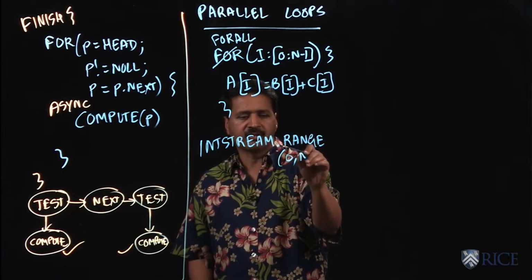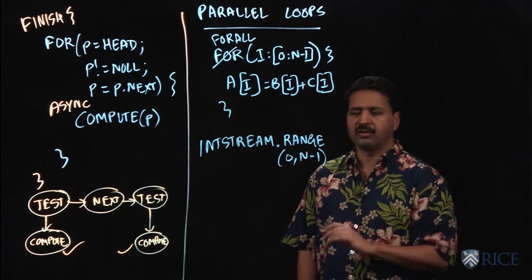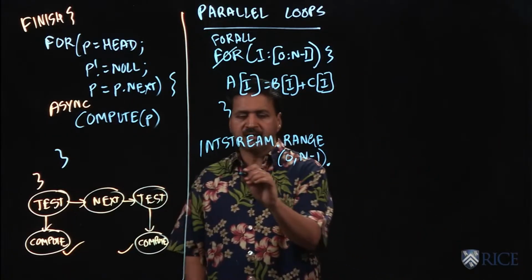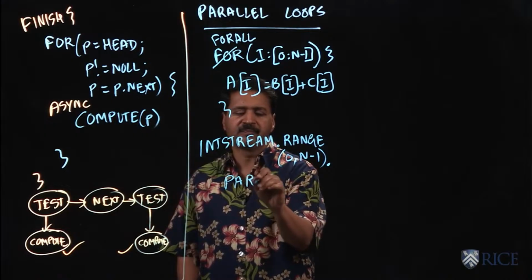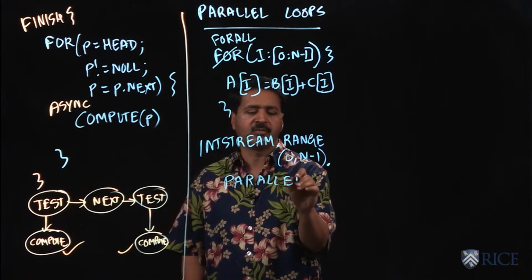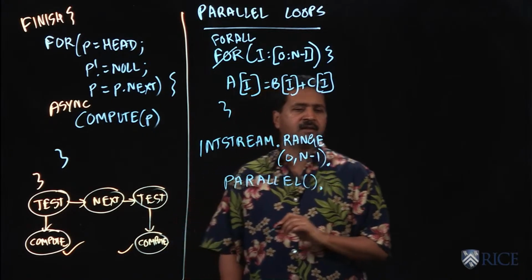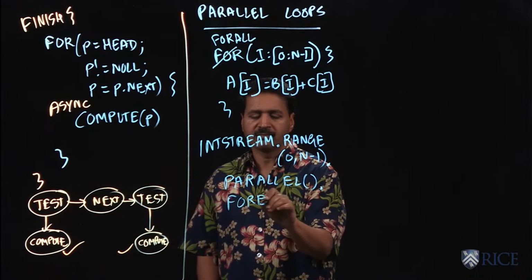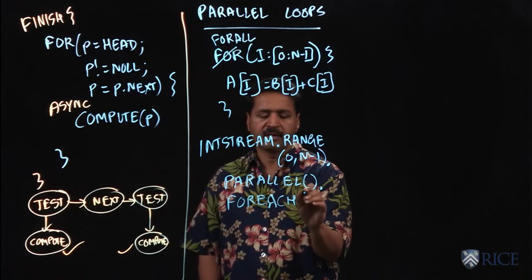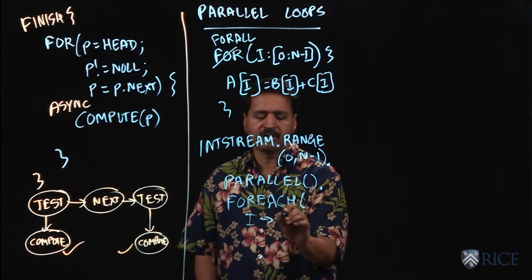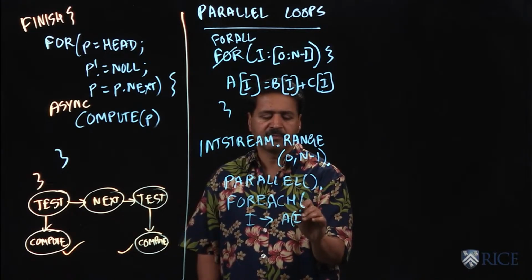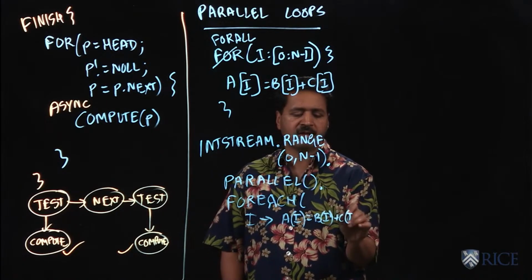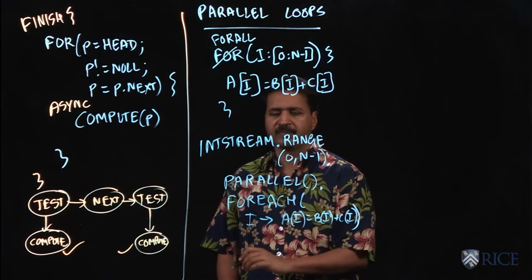say 0 to n minus 1. That gives you a stream of integers from 0 to n minus 1. You can then convert it to a parallel stream by putting a dot parallel operator in between. And then you can do a forEach where you perform the computation for each iteration of the forEach.